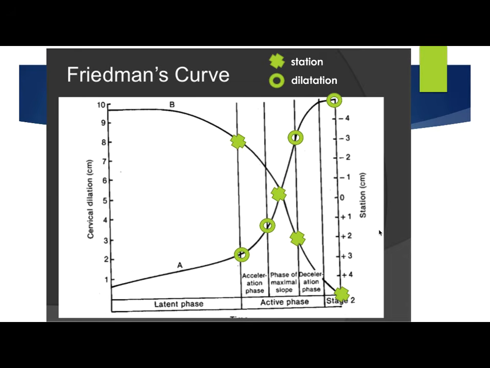Okay, so again, this is another depiction of the Friedman's curve. Again, there are two lines that comprise a Friedman's curve or a partogram or a normal labor curve, one going up, which signifies cervical dilatation, and this is plotted using circles, and the line going down, which corresponds to the fetal station, and this is plotted using X.